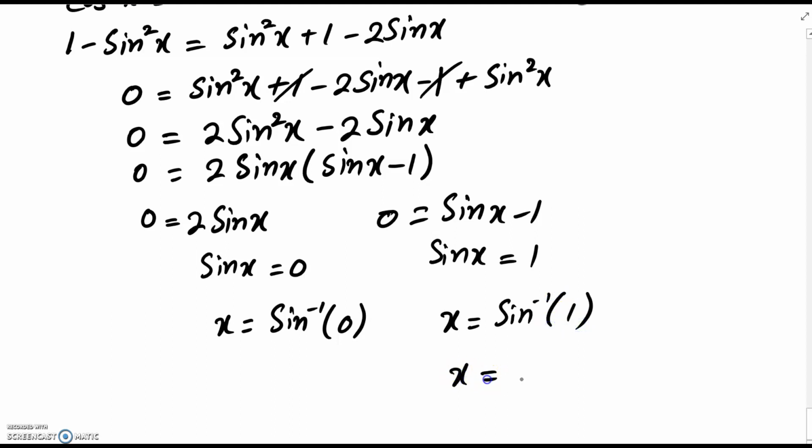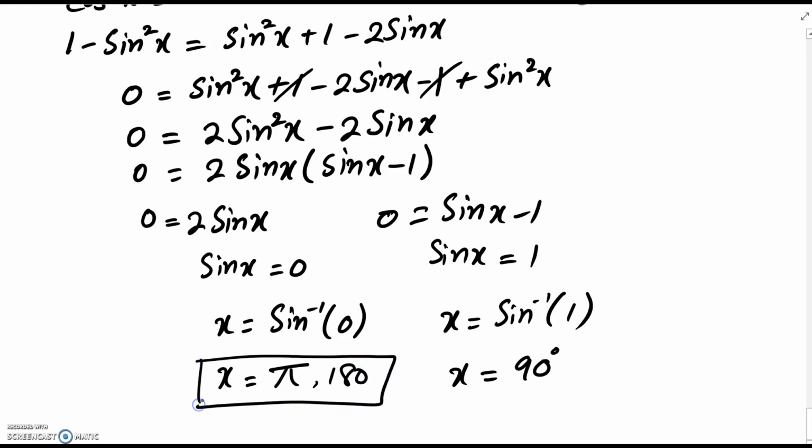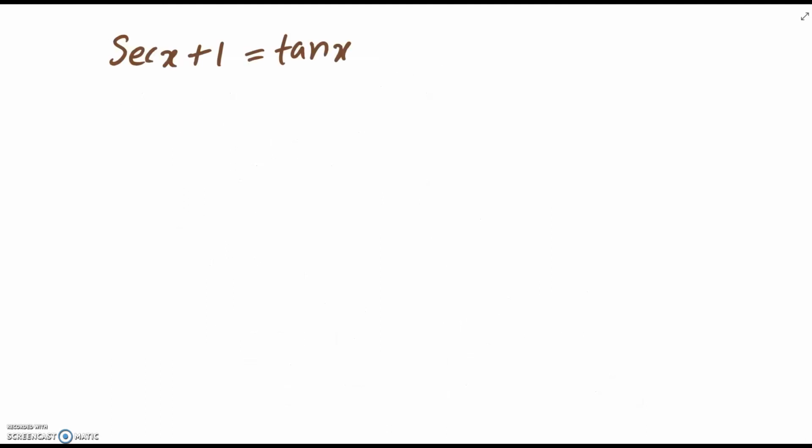This value will be x equals 0, and this value will be x equals 90. Here, pi is 180, you can write down both answers. 90 will be pi over 2. I wrote the answer in degrees and radians both, but you will write only one. Okay, so the next problem is secant x plus 1 equals tan x.